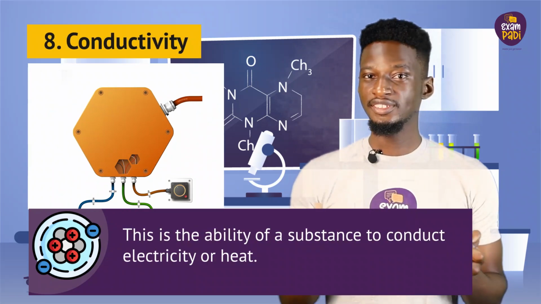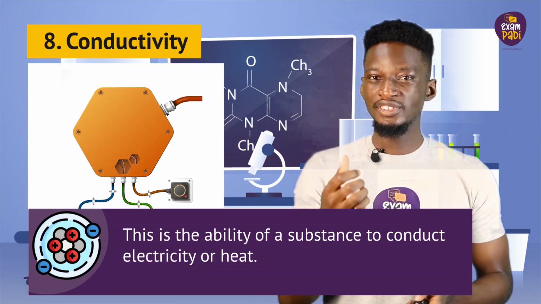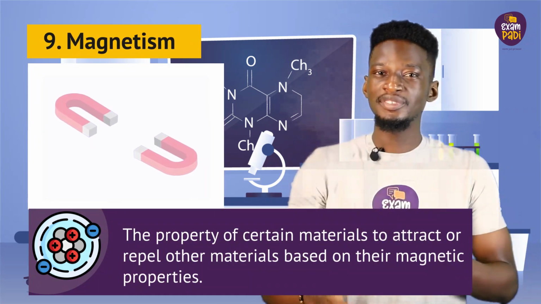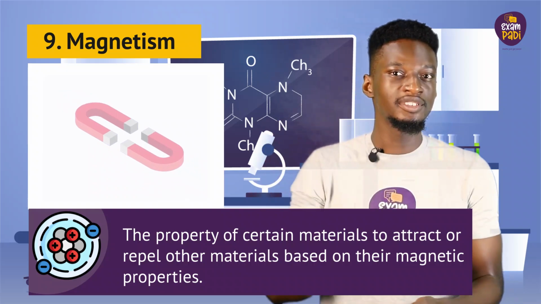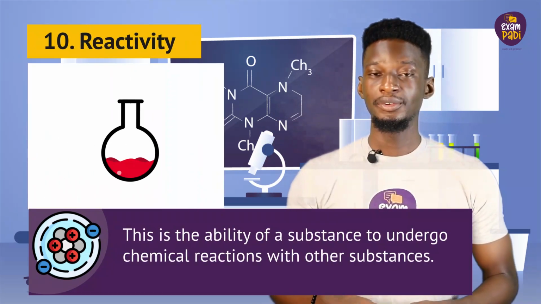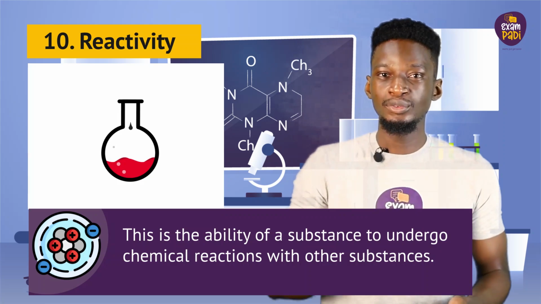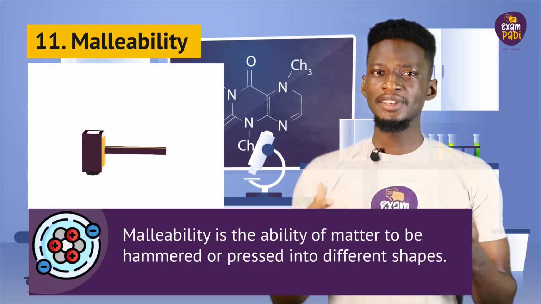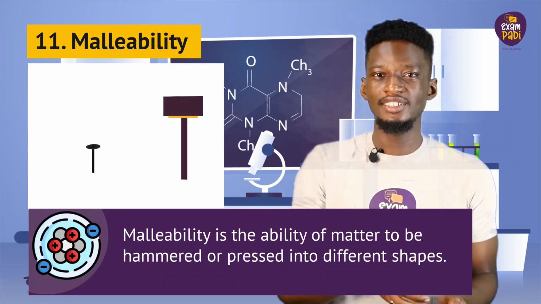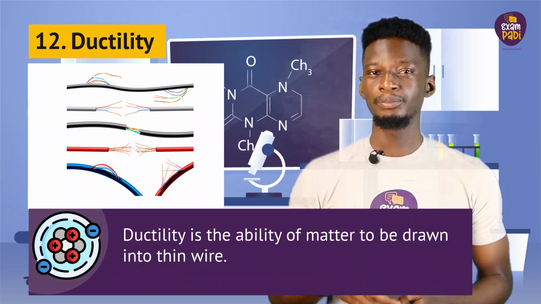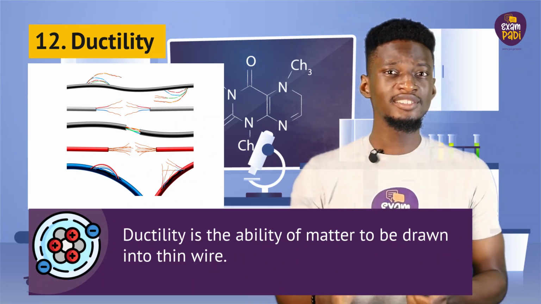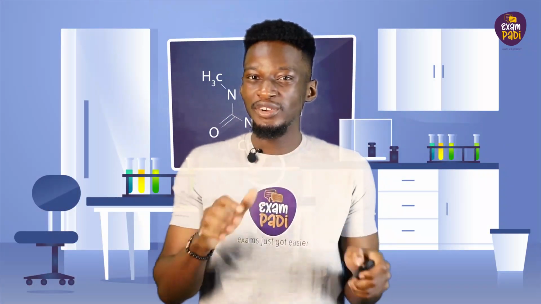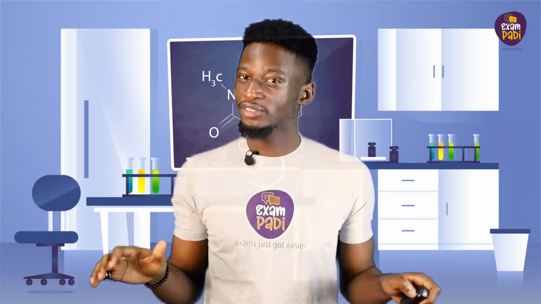8. Conductivity. This is the ability of a substance to conduct electricity or heat. 9. Magnetism. The property of certain materials to attract or repel other materials based on their magnetic properties. 10. Reactivity. This is the ability of a substance to undergo chemical reactions with other substances. 11. Malleability. Malleability is the ability of matter to be hammered or pressed into different shapes. 12. Ductility. Ductility is the ability of matter to be drawn into thin wire. These properties help identify and characterize different substances and predict their behavior in different conditions.